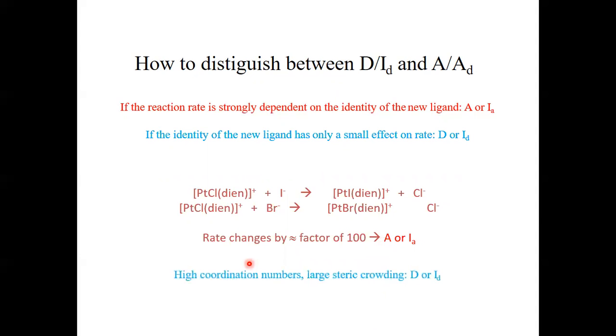All right, so what factors determine whether we have an associative or dissociative mechanism? Generally, high coordination numbers lead to large steric crowding and they favor D or ID. Low coordination numbers have little steric crowding, and then more likely we expect an A or IA mechanism. So this is what I wanted to say about reaction mechanisms.